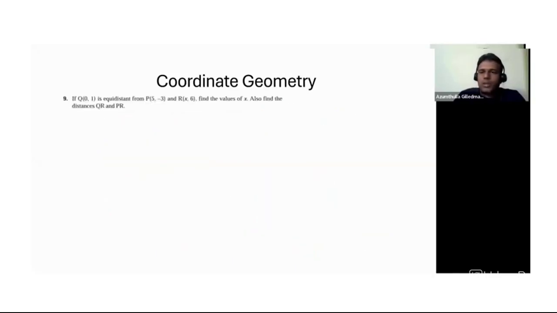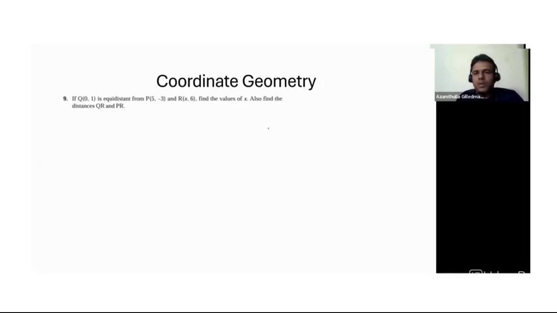Let's see one more example, right? So if Q (0, 1) is equidistant from, equidistant means it is at equal distance between P and R. There are 2 points. So if Q (0, 1) is equidistant from P and R, find the value of x. Also find the distances QR and PR.